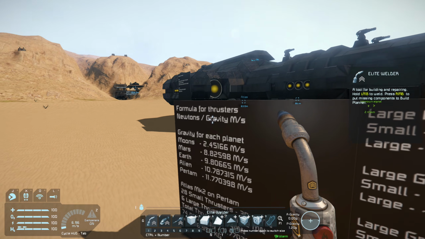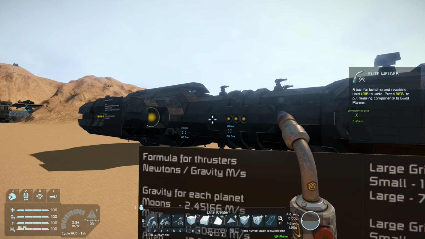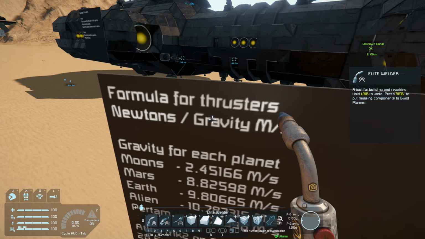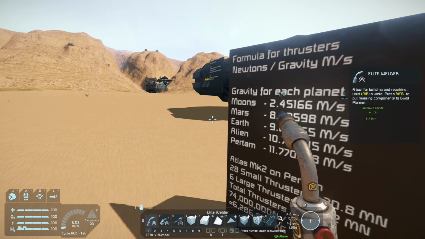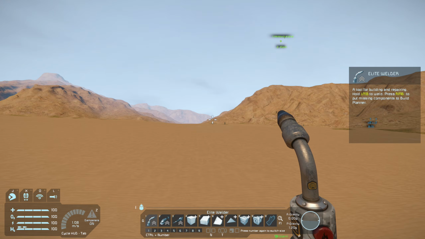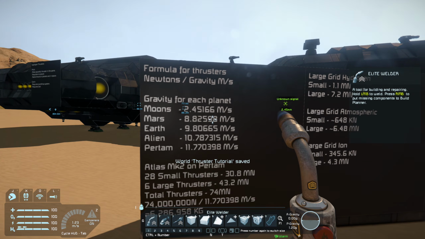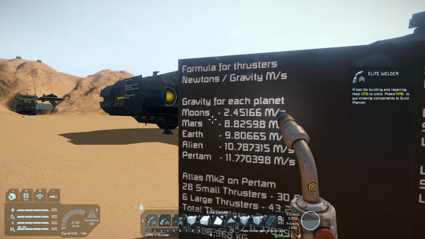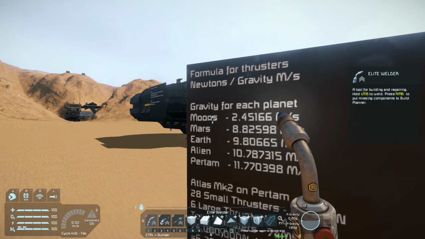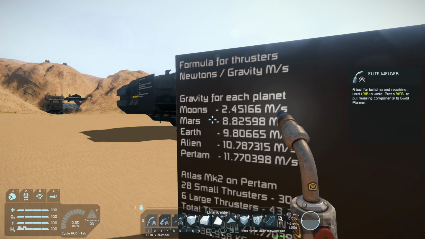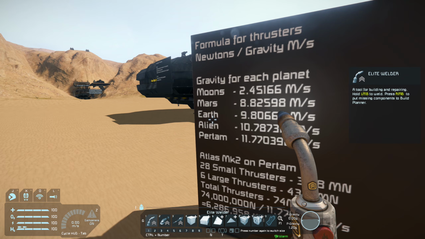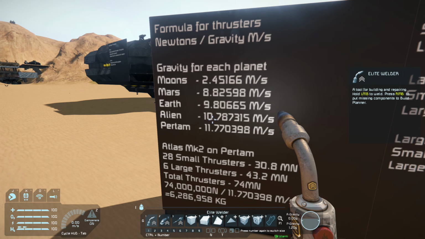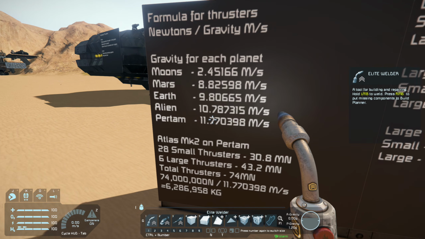The formula to work out what these thrusters are actually going to lift is newtons divided by the gravity of the planet that you're on at the time. We are on planet Pertam, and I have listed the different gravity ranges for all of the different types of planets. We have our moons, which are 0.25 gravity, Mars, which is 0.9 gravity, Earth, which is 1g, then the alien planet, which is 1.1, and Pertam, which is 1.2.